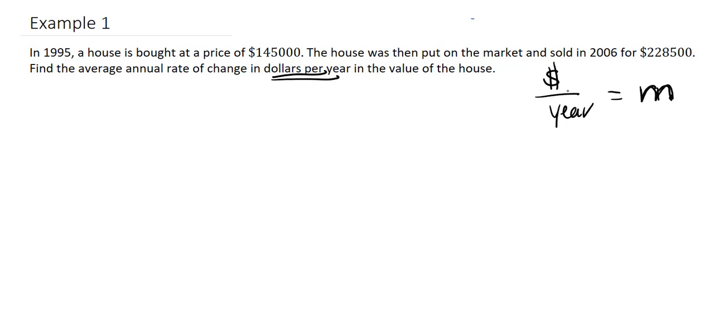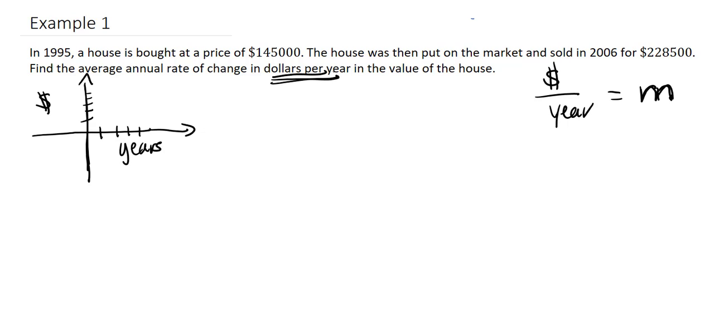Let's think about this, and also graph this. Along our x-axis we have our years, and our y is going to be in dollars. This is the money of the house, the value of the house. So this is how we get our rise over run, which is dollars per year. So what we're finding is our slope, the average annual rate of change in dollars per year.